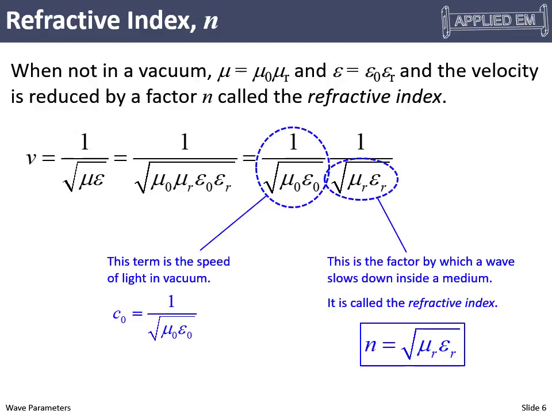So the fastest light can ever travel that we know of today is in a vacuum. In anything else, it slows down. So refractive index, its very smallest value is 1. It only gets bigger from there. So finally, we can write the velocity as the speed of light in vacuum divided by refractive index.